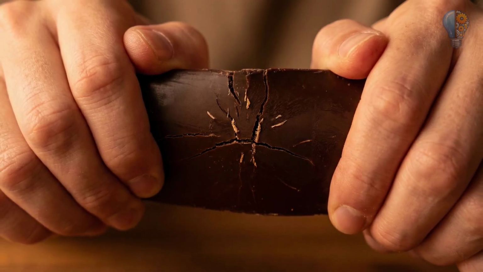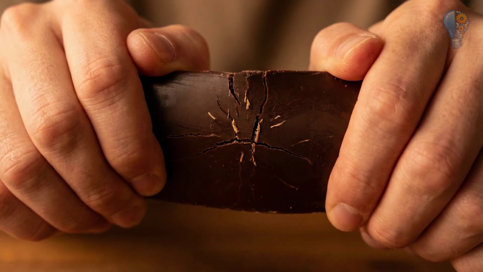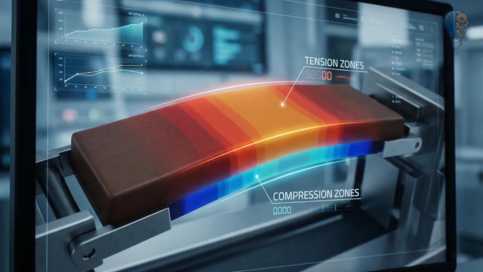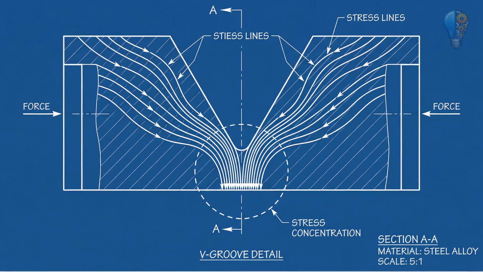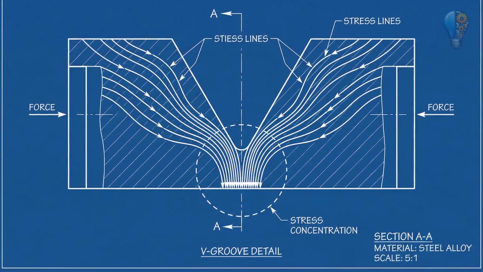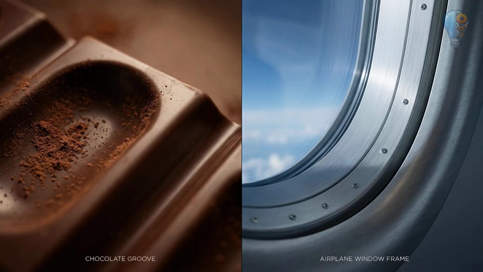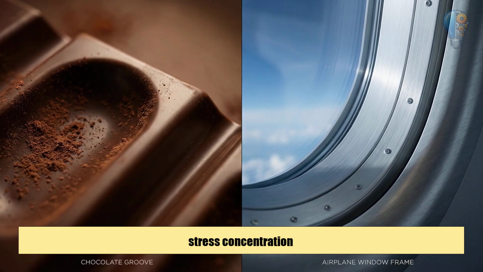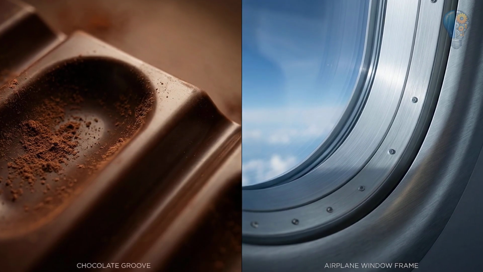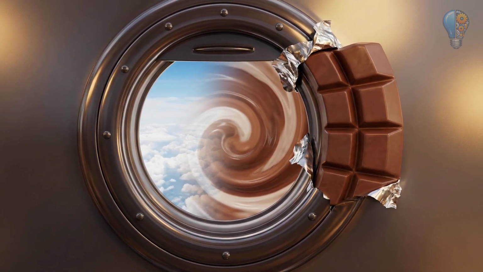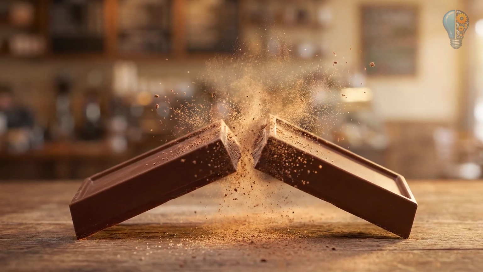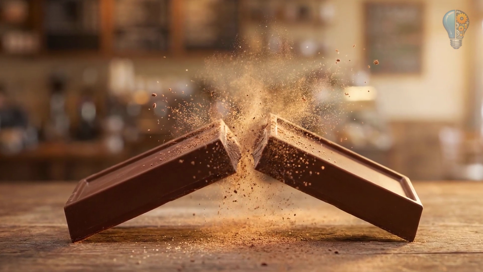When you try to snap the chocolate, you're applying a bending force that creates tension on one side of the bar and compression on the other. The grooves concentrate that stress at specific points, creating what engineers call stress concentration. This is the same principle we talked about with airplane windows, but in this case, we actually want the stress concentration because we want the chocolate to break. And we want it to break in a predictable, controlled way along predetermined lines.